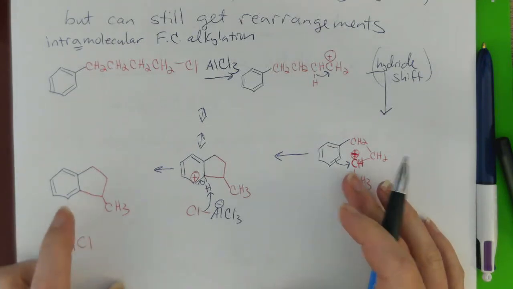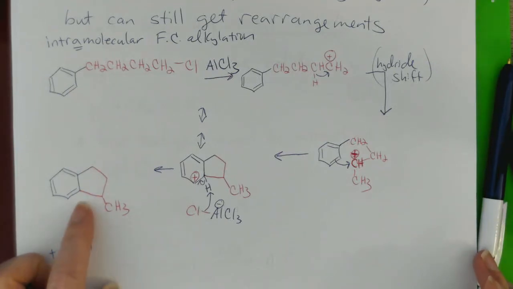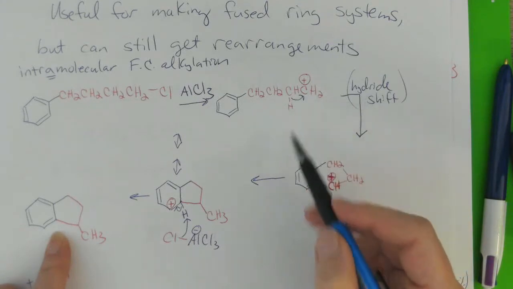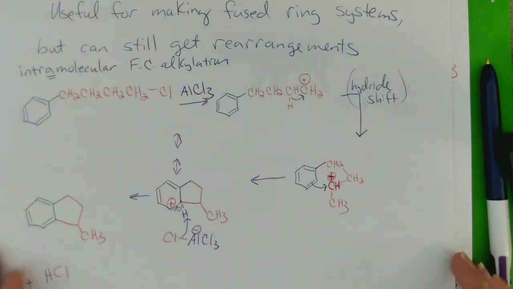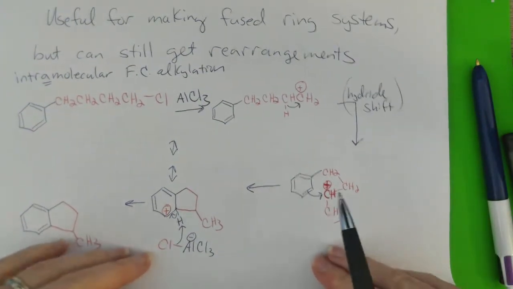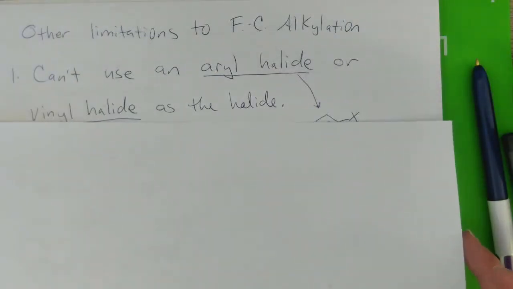So Friedel-Crafts alkylation is very useful for making fused ring systems. We do still have to worry about rearrangements happening. Now there are other problems as well, in addition to the rearrangement issue that Friedel-Crafts alkylation has. So let's go through those.